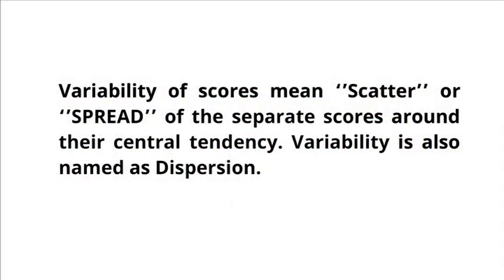Now, what does this variability mean? What does this word dispersion mean? Variability of scores means scatter or spread of the separate scores around their central tendency. Variability is also named as dispersion.